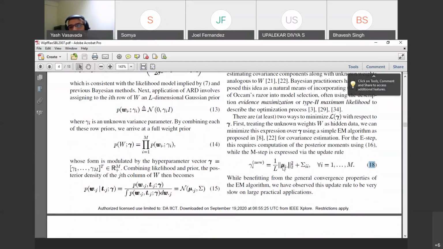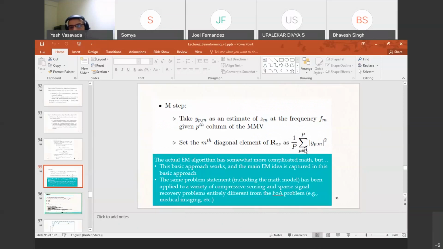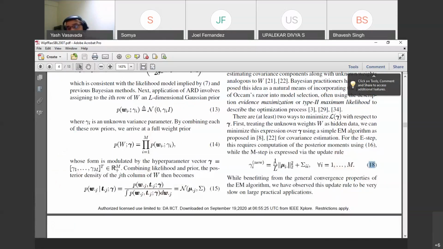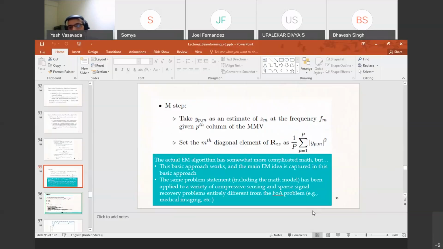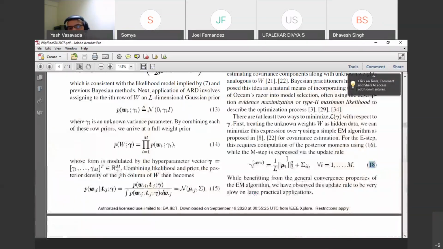And this equation 18, you can see, is same as our maximization step that we had, this here. Okay, you see here we are doing this averaging of the absolute value squared, which is exactly what is being done in the first term of equation 18. This 1 over L is our 1 over P, and then this summation over YPM squared magnitude is essentially this mu I norm squared.